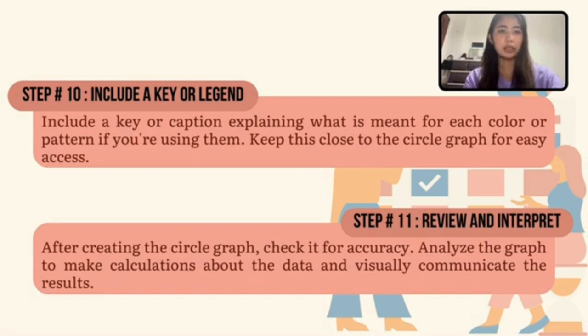Step number 10. Include a key or legend. Include one if you're using it to make your graph informative, and keep this close to the graph to avoid confusion of the viewers. Step number 11. Review and interpret. Keep in mind to check it for accuracy once you finish creating your circle or pie graph, and analyze it to make calculations of the data.